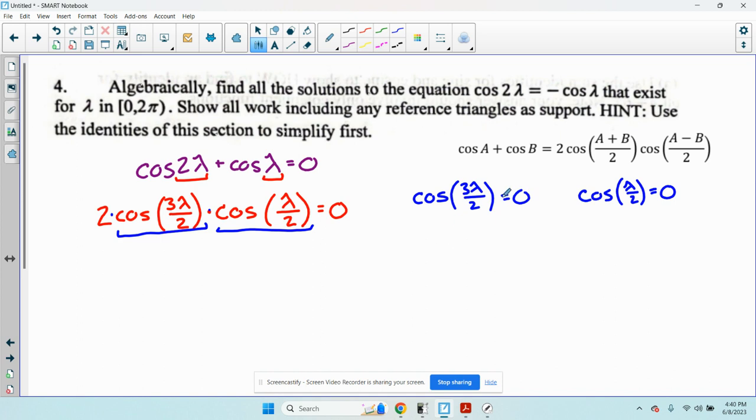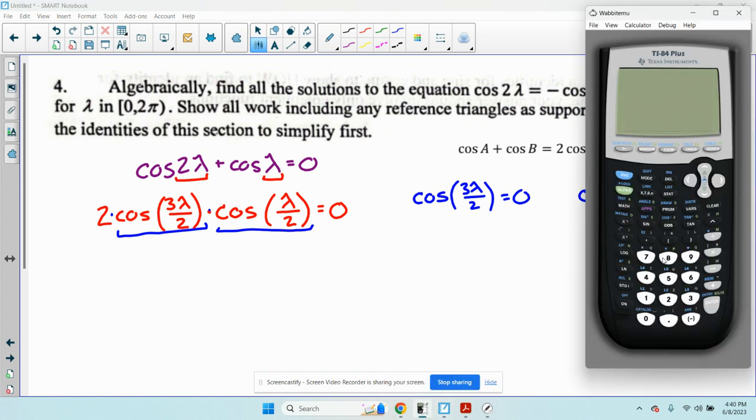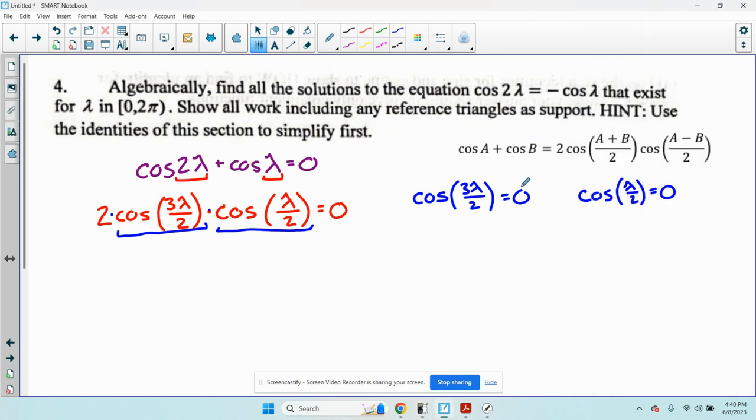I'm going to find the inverse cosine of 0. Inverse cosine of 0 is 90 degrees. That's the value that gives me 0 when I take the cosine of it. I guess we're in radians, so that would be pi over 2. So 3 delta over 2 equals pi over 2. Solving this, I get 3 delta equals pi, or delta equals pi over 3.